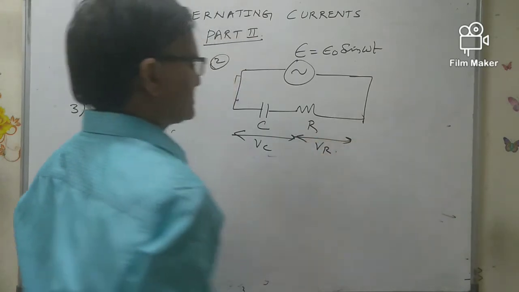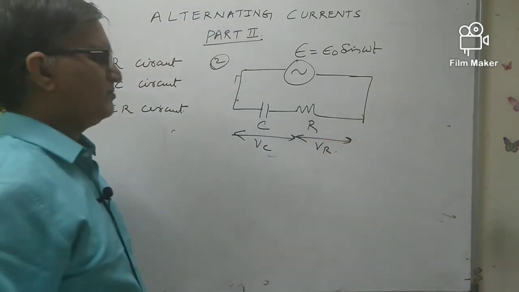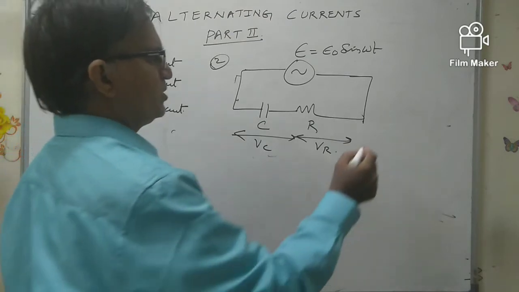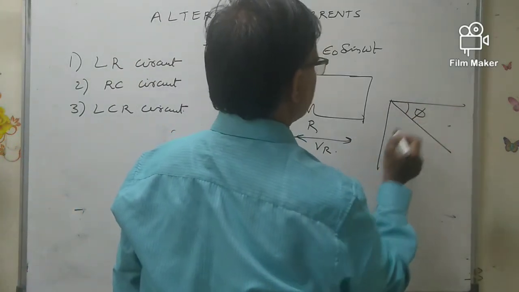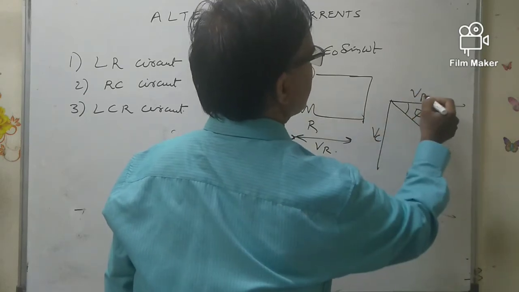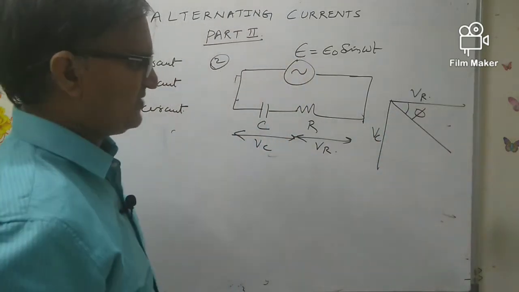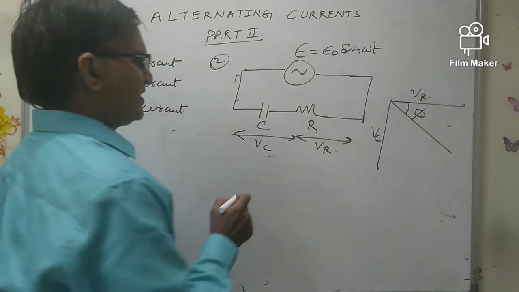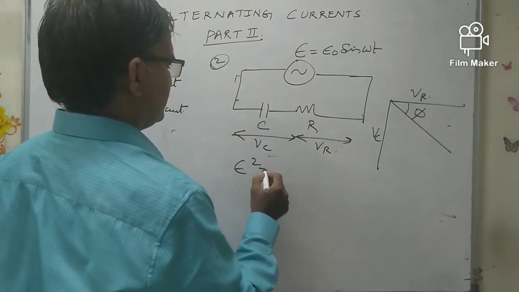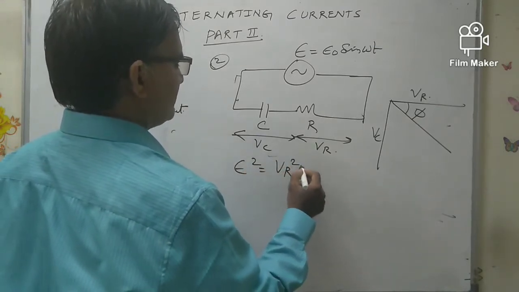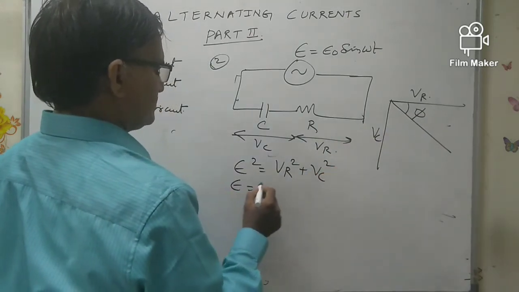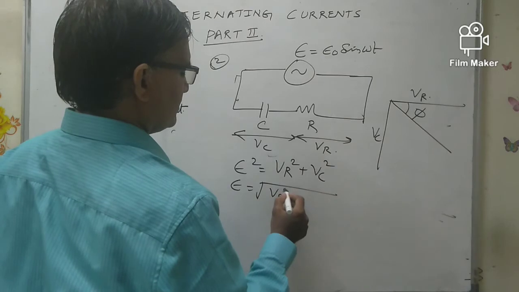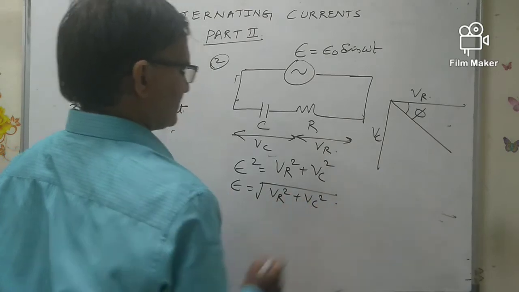The potential difference across the resistor is Vr. Now here the phasor diagram will be like this. This is Vc, this is Vr. Phi is the phase angle. Now if you write E square is equal to Vr square plus Vc square, both being perpendicular, or E is equal to root over Vr square plus Vc square.